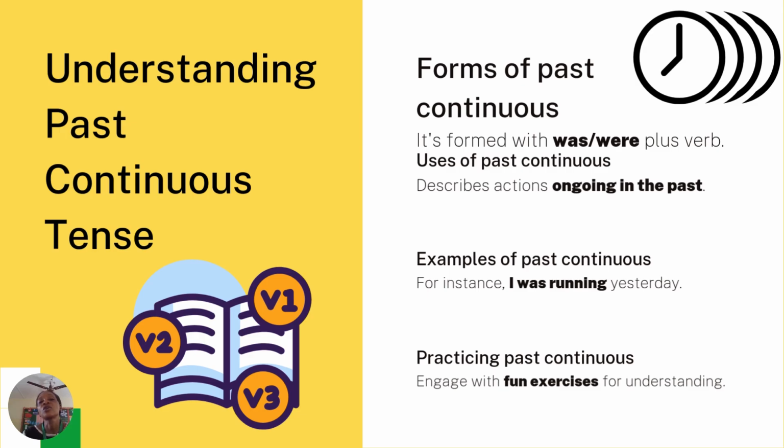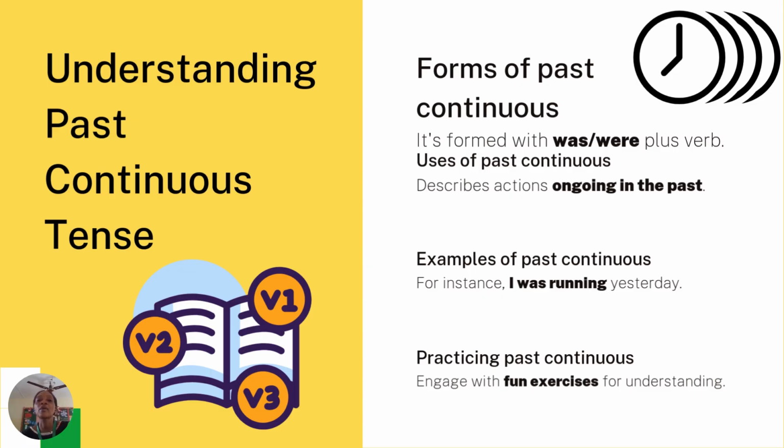From present continuous, let's move over to understanding past continuous tense. Now, what is past continuous tense? Past continuous tense can be formed with was or were verbs. And when we say past continuous, they just describe actions that are ongoing in the past.